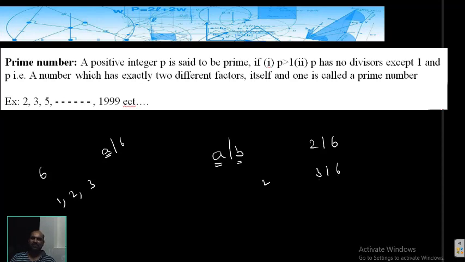6 divides 6, correct. 6 is a factor. These all are factors of 6. How many are there, Nana, here? There are 4. This means that 6 will have 4 factors.